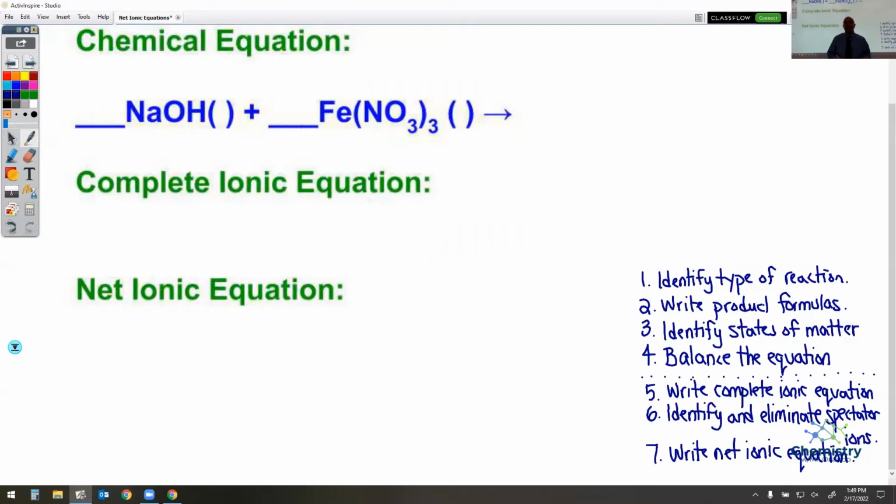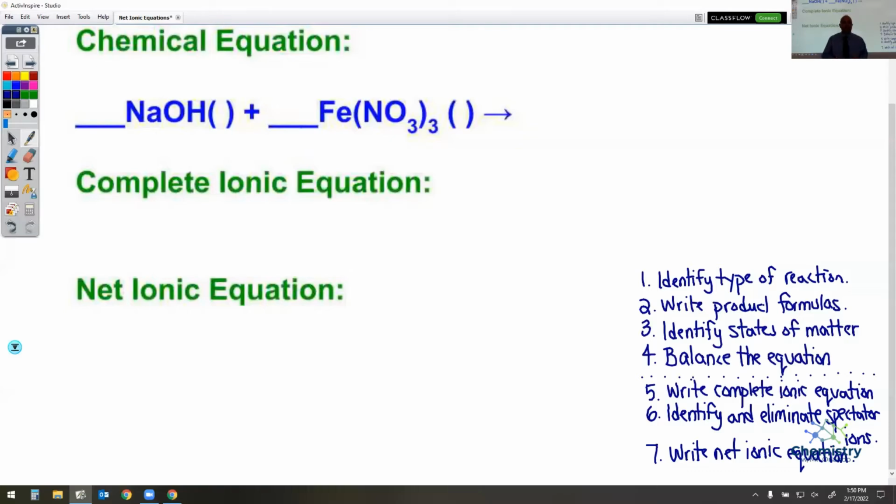So we're going to start by identifying what type of reaction it is. Second, we're going to write out the products for that reaction based on the rules for that type. Third, we're going to identify each reactant and product as either an aqueous solution, a solid, a liquid, or a gas. And finally, we're going to balance the chemical equation using the lowest whole number coefficients. Now on to the new part.